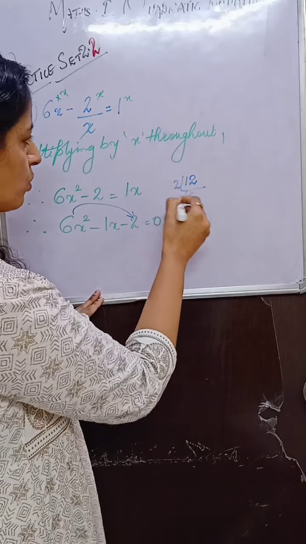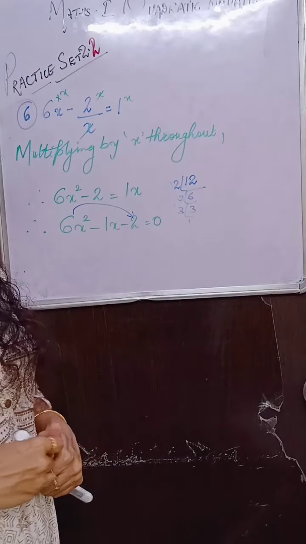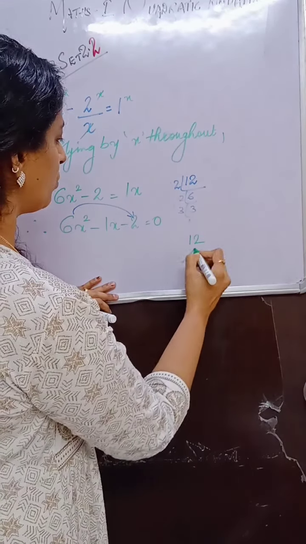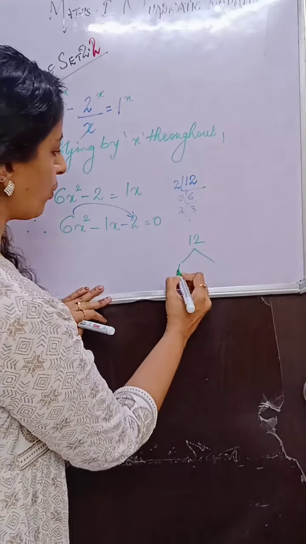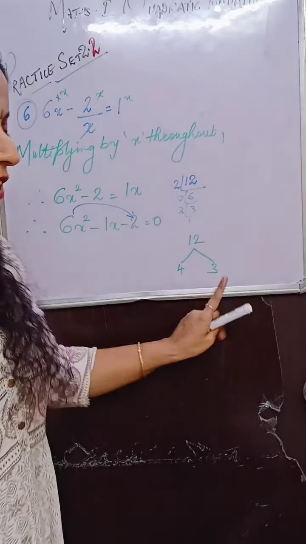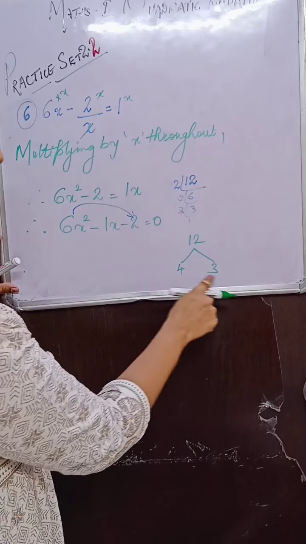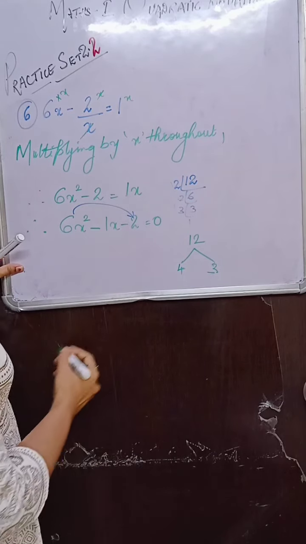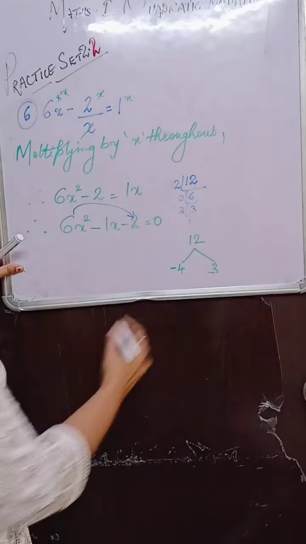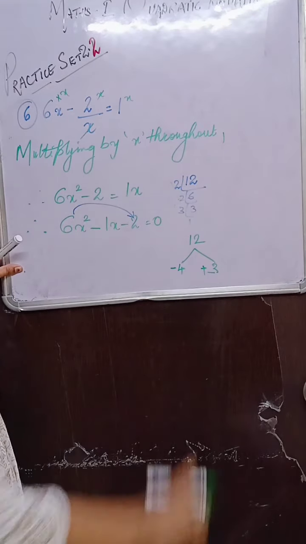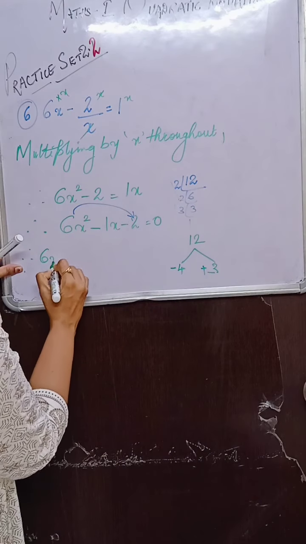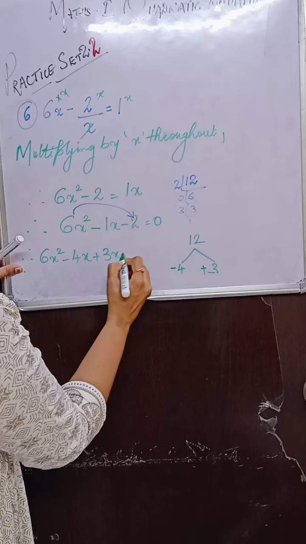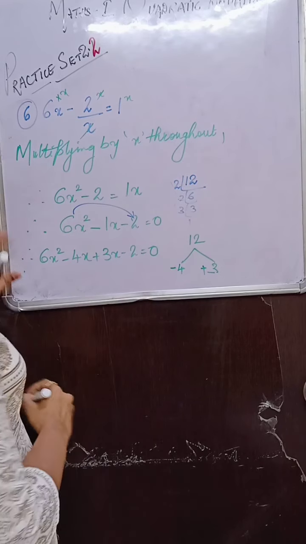Very easy. 2 2s are 4 and 3. Correct? So you will write this way. That is, we want 12 and the two numbers are 4 and 3. 4 3s are 12 and 4 minus 3 is 1x. Done? Middle term has a minus sign, so 4 will get the minus sign and 3 will get the plus sign. Put it here: 6x square minus 4x plus 3x minus 2 equal to 0.